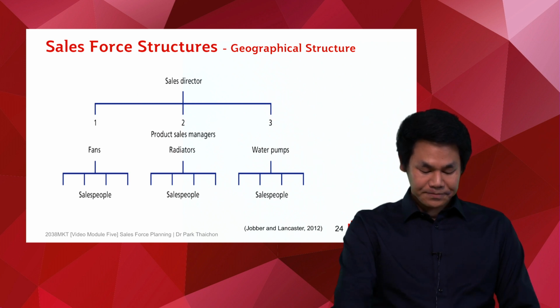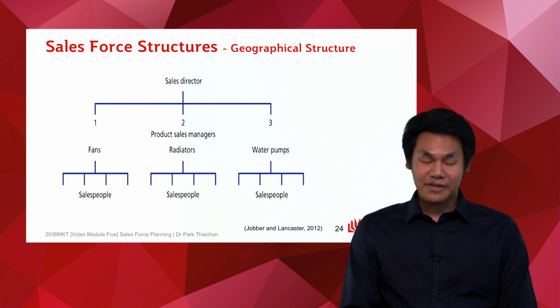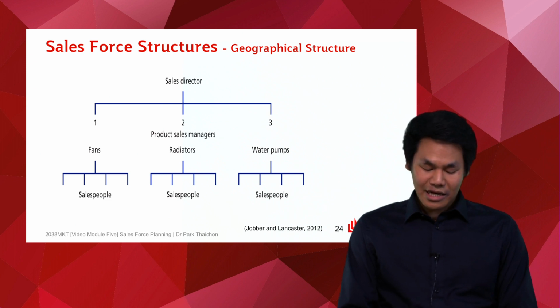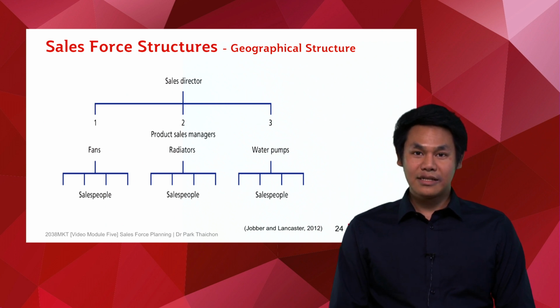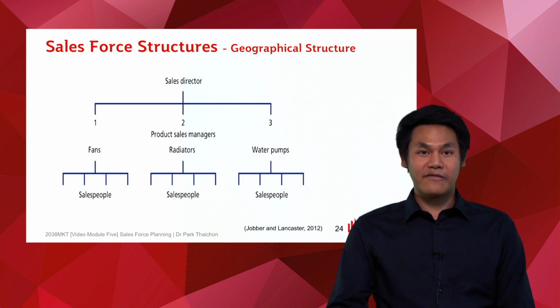If we group our sellers into different departments, basically with product specialization, we assign a specific seller to a specific department. So in the example here, you can see fans, you can see water pumps. Some companies, like Bunnings Warehouse, might sell all of these products.